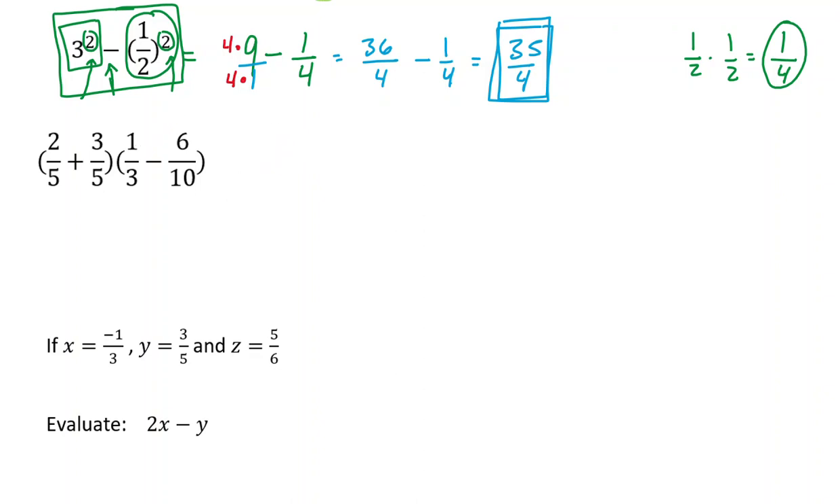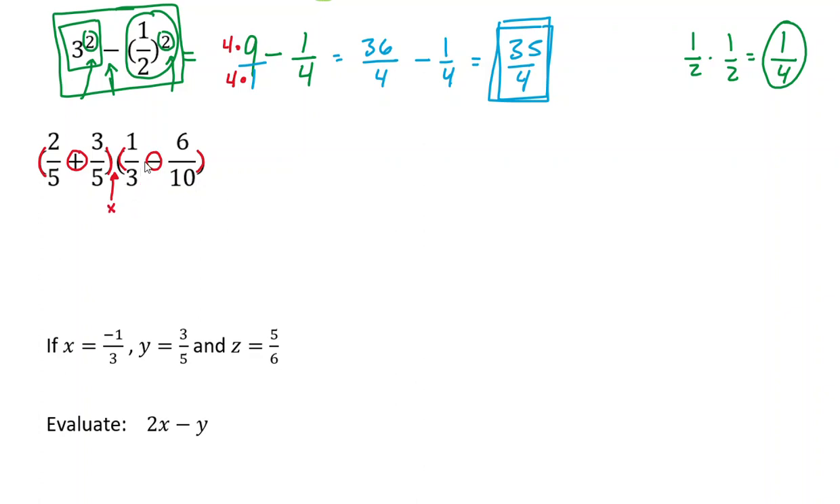Alrighty, let's do the next one. Parenthesis 2/5 plus 3/5, close parenthesis, open parenthesis, 1/3 minus 6/10, close parenthesis. Notice that I said the word parenthesis a whole bunch of times. That is an operation. The parenthesis says do what's inside first, which is plus, and this parenthesis says do what's inside first, which is a minus, a subtraction problem. And then the two parentheses together say, nothing in the gap there, that must mean multiplication. So we have three operations: addition, subtraction, multiplication.